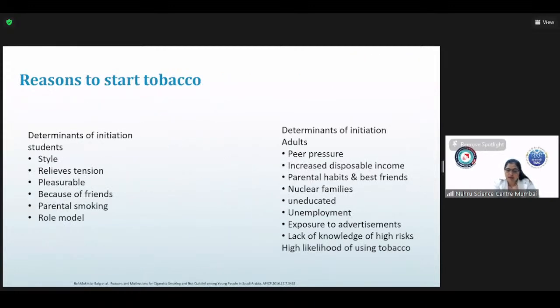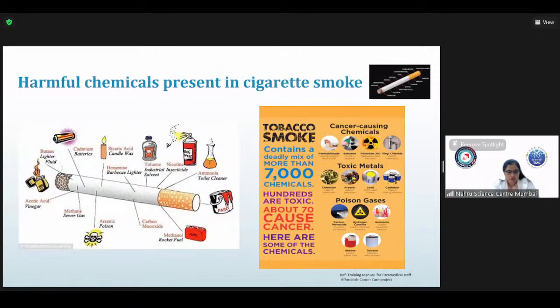There are various determinants of starting the habit in students and adults, which are shown out here. All these can lead to a high likelihood of using tobacco. This slide shows various chemicals which are found in a cigarette. They are those found in industrial solvents, insecticides, toilet cleaner, paint, rocket fuel, sewer gas, vinegar, batteries, and candle wax.